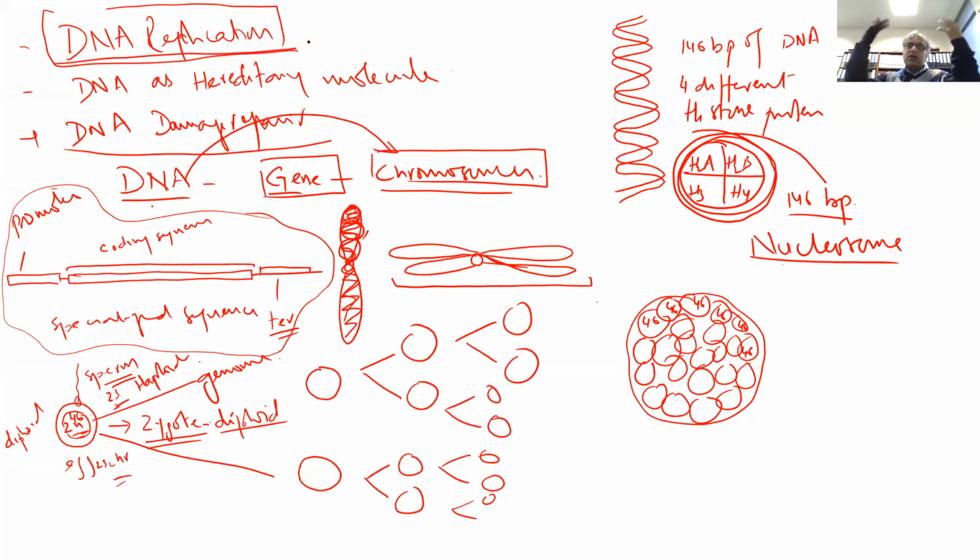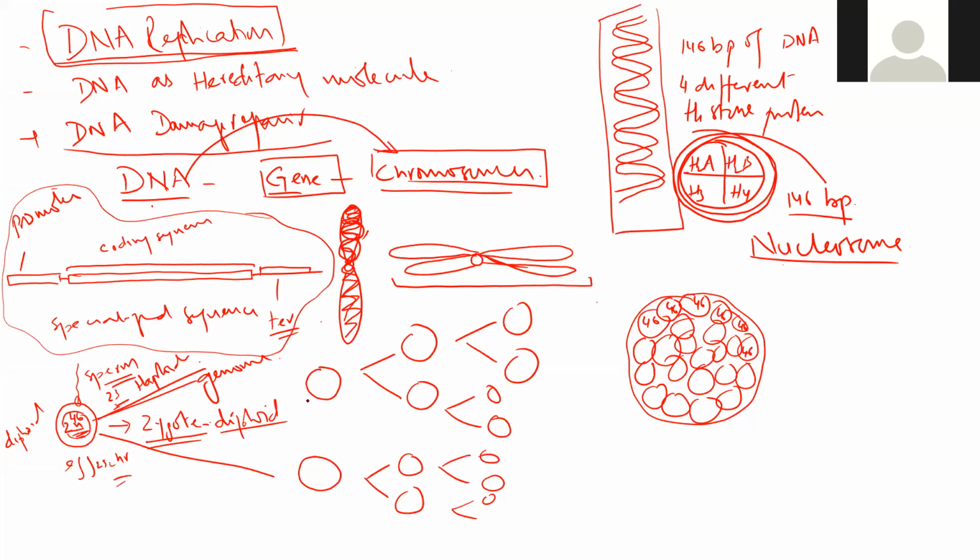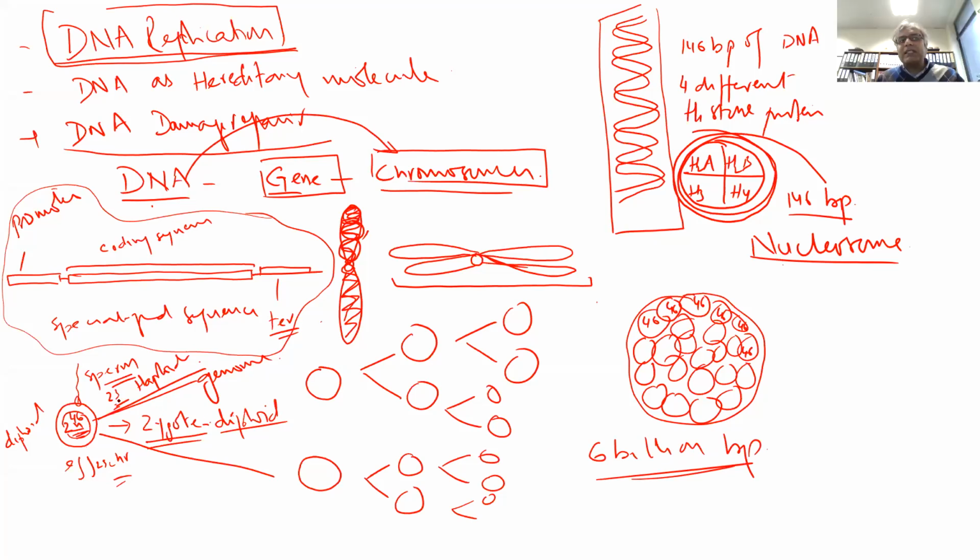So now you should know that when one cell divides into two, the genome has to be duplicated. And what is genome? 46 chromosomes. And what is chromosome? It's histones plus DNA. And what is the size of our genome in a single cell? In a single cell, we have 6 billion base pairs. And in a haploid cell, a sperm or oocyte, we have 3 billion base pairs.